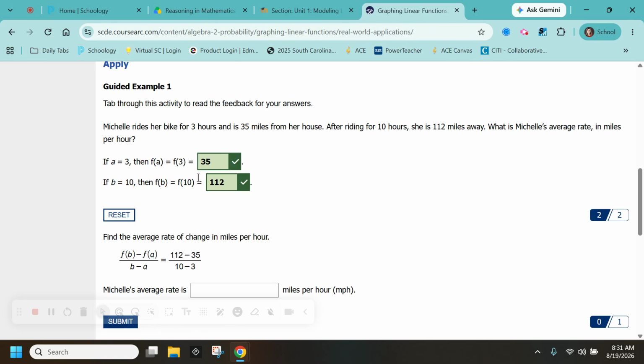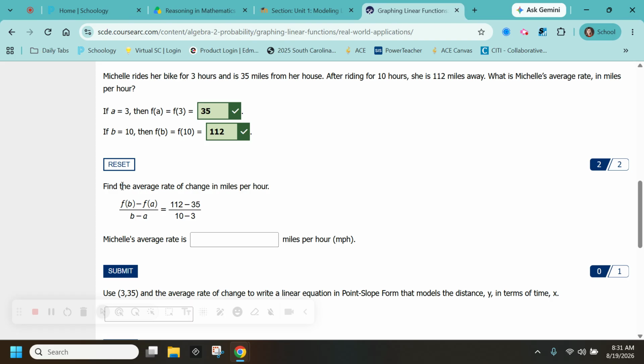So that's just setting up our inputs and outputs. They give you the equation down here. So 112 minus 35 is actually 77. And 10 minus 3 is 7. 77 divided by 7 reduces to 11 miles per hour. And that's her rate of change.